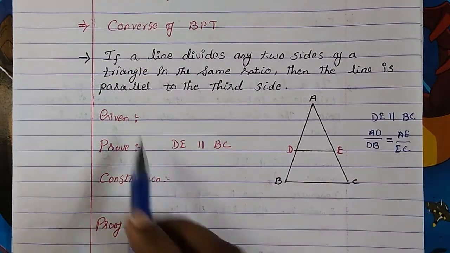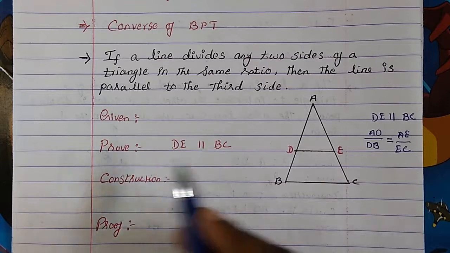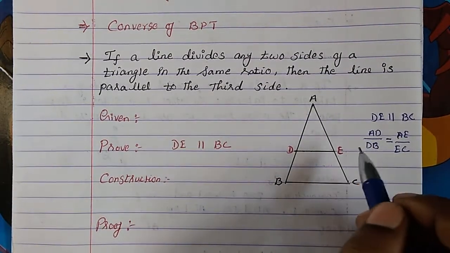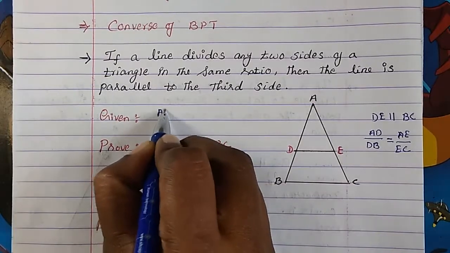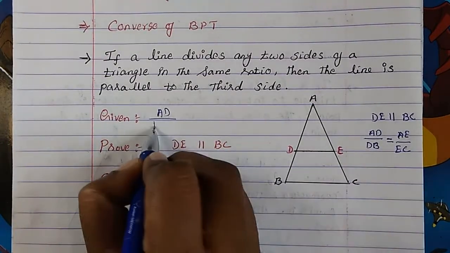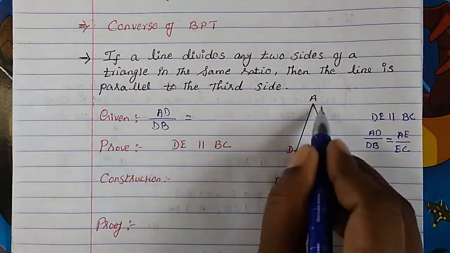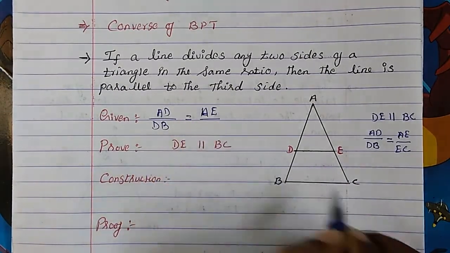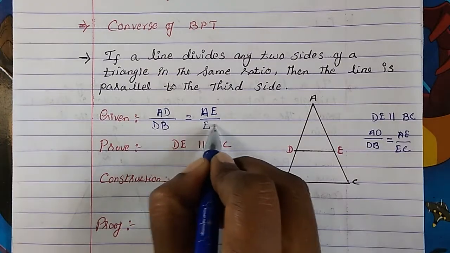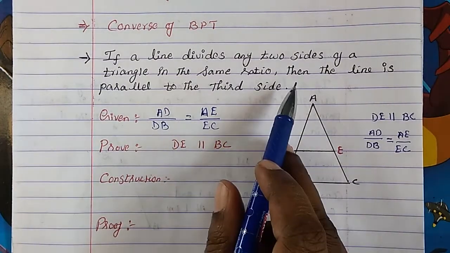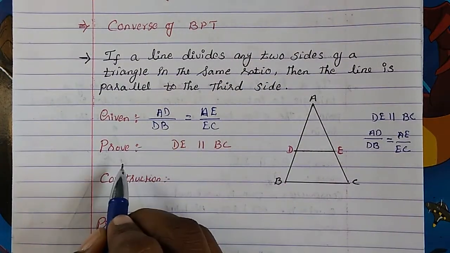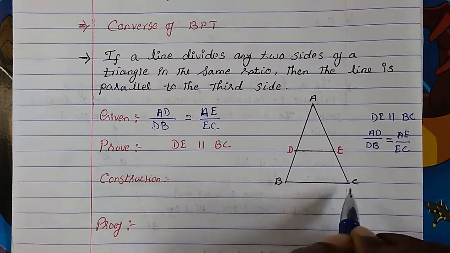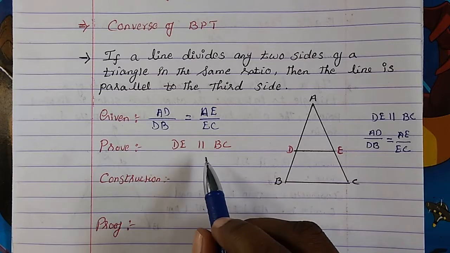Now what is given to us, I already told you: these two sides, the ratios are equal. That is given to us. So AD upon DB is equal to AE upon EC. This is given to us in the theorem. What we have to prove is that this line is parallel to this line. That's what we have to prove.